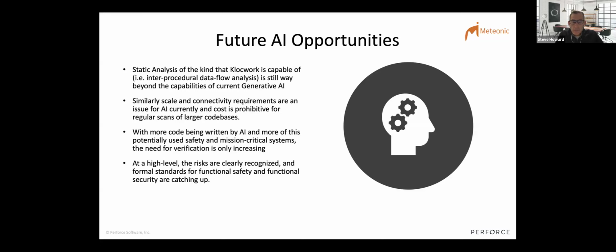Tools like Clockwork, our tool, are capable of very deep interprocedural data flow analysis. In other words, across the entire system, tracking all of the different data items and how those data items are used in different ways. And from that information, we can produce analysis data on things like: have you got any memory leaks in this application? Have you got resource leaks? Have you got concurrency violations where you haven't properly locked some kind of shared resource? All those kinds of things are what static analysis like Clockwork will produce. At the moment, that's a long way away from where generative AI is in terms of its capabilities for analysis.